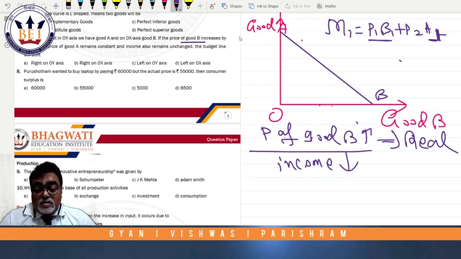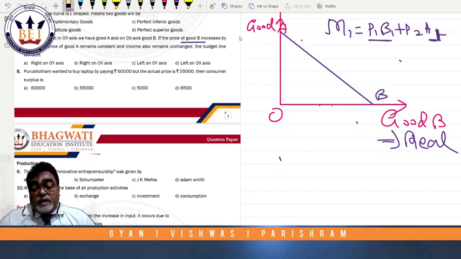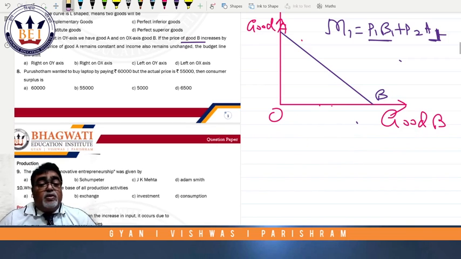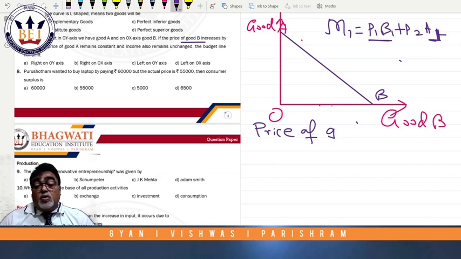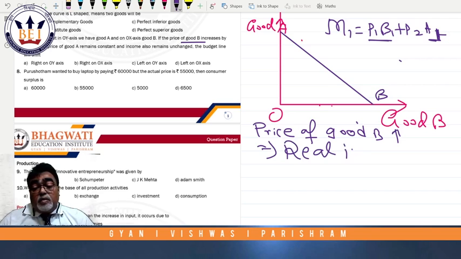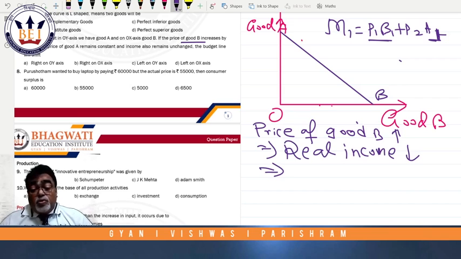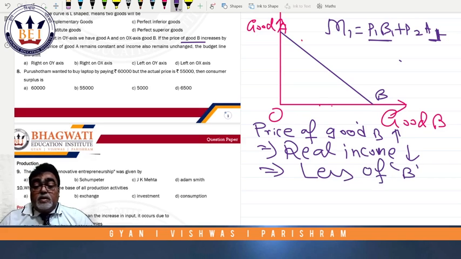would decrease. I repeat once more. When the price of good B increases, for your reference, I am writing it this way: price of good B increases. So what does it mean? Real income decreases. So the consumer is forced to consume less of B. So less of B, what does it mean?